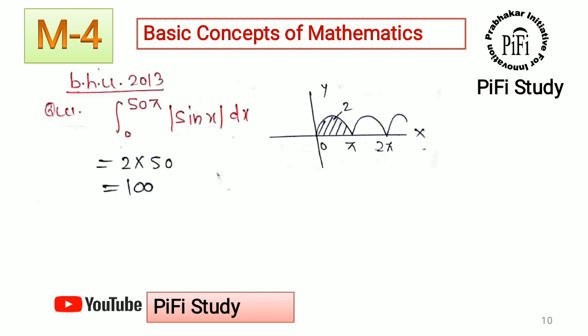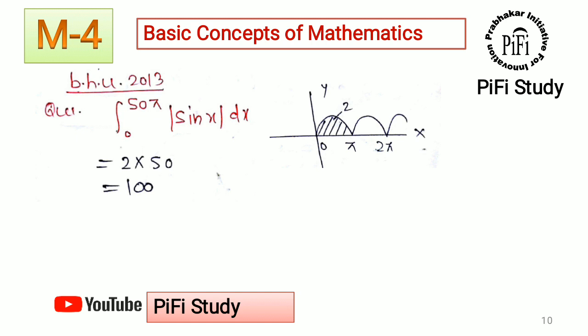Now come to one example. This example was asked in 2013 in the BHU BSc entrance examination. In this, they have simply asked the integral from 0 to 50 pi of mod sin x dx. What is the value of this? Then we will take the procedure for this solution. Integration means it is showing the area. The physical significance of integration is area, and the physical significance of differentiation is slope. So it is the case of integration.